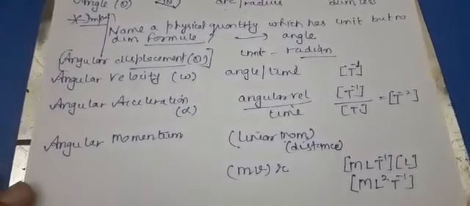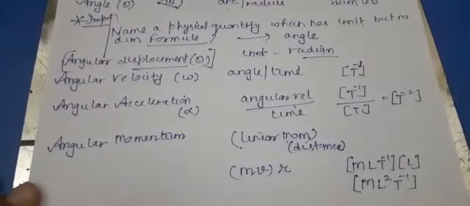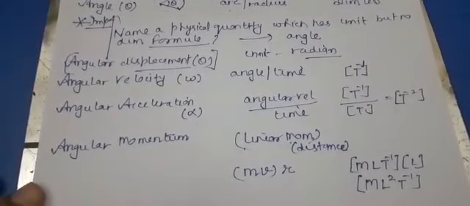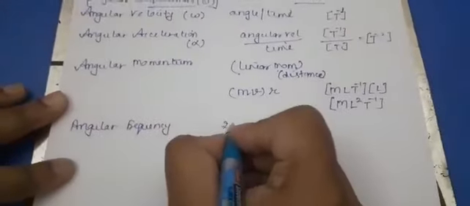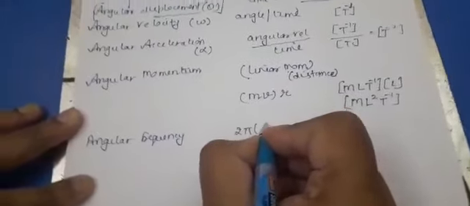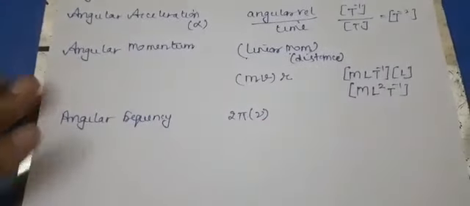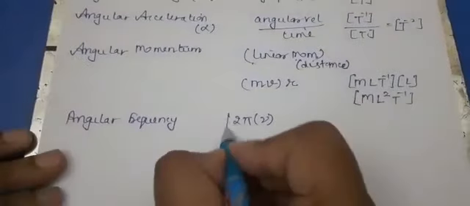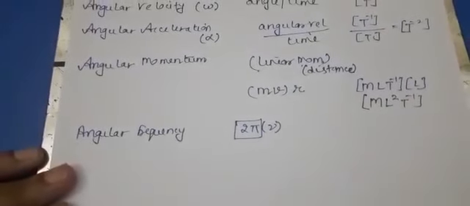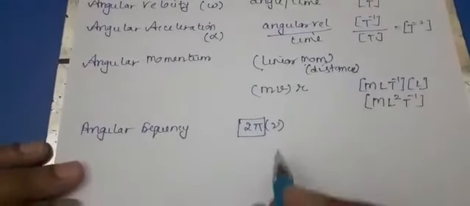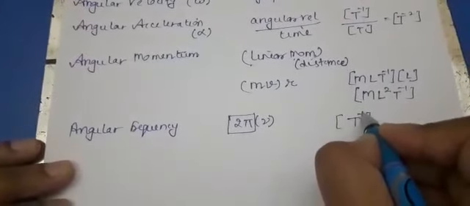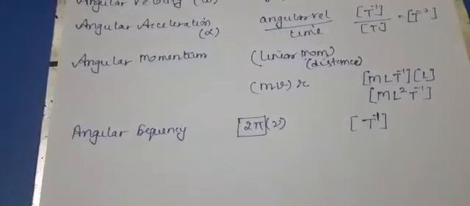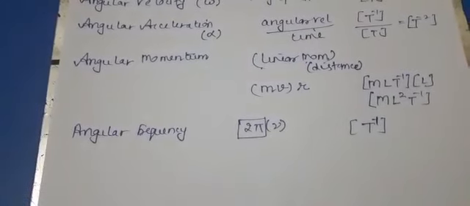Now next is angular frequency. Angular frequency has the formula 2 pi into frequency. The symbol you can write is nu, or you can write frequency. See here, 2 pi is a constant, no dimension formula. Frequency is the reciprocal of time period. So formula will be T minus 1. We have already taken it.